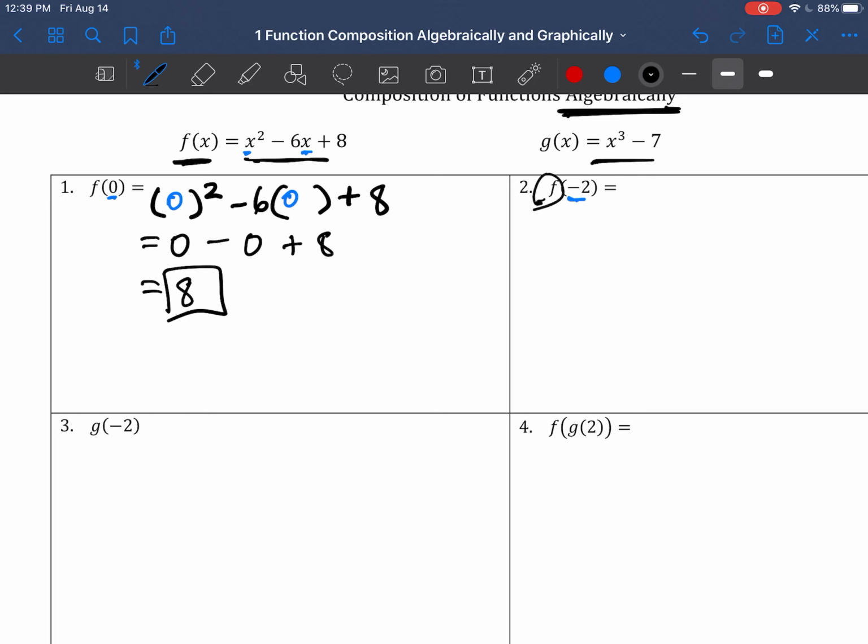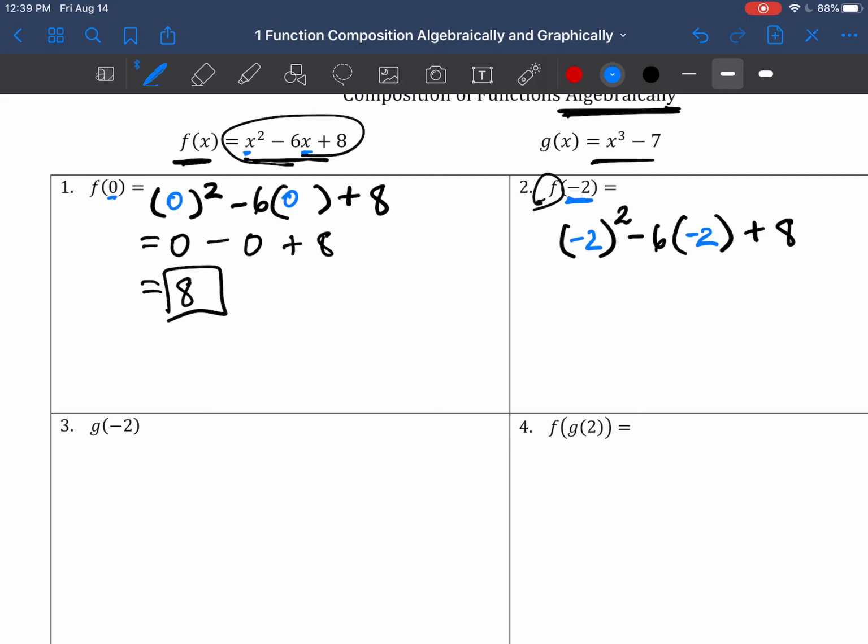So we're still working with f of x. So the rule for f of x is x, I'm using parentheses, squared minus 6x plus 8. And so everywhere there's parentheses, we're replacing x with negative 2.